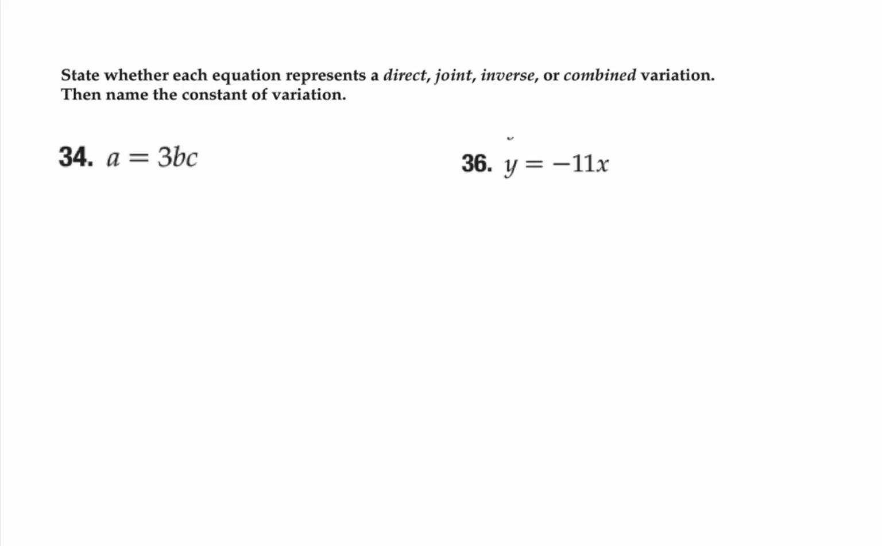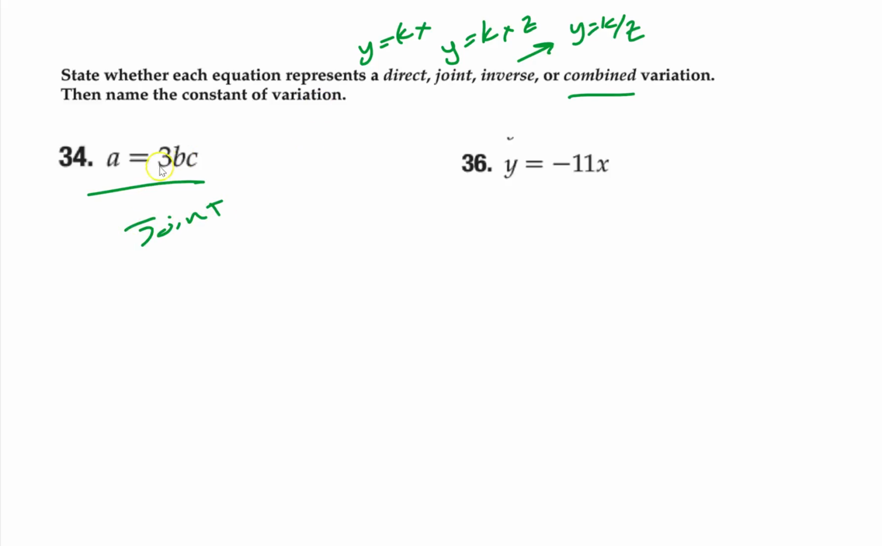Last little thing here. So all this wants to know is, is this a direct or joint variation, and name the constant of variation. Now look at this one. A equals 3bc. So which one is it? Now notice that there's 2 things on top, nothing on the bottom. So again, bottom is inverse. This doesn't have that. So this is a joint variation. Joint, right? Direct would be one thing on top, like this. Joint is when there's 2 things on top. Inverse is sitting on the bottom. And combined is a combination of the 2. In this one, you have 2 things on top, so this is joint. And my constant of variation is the 3.